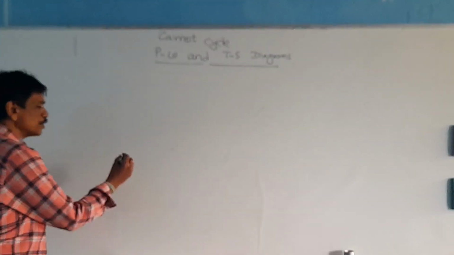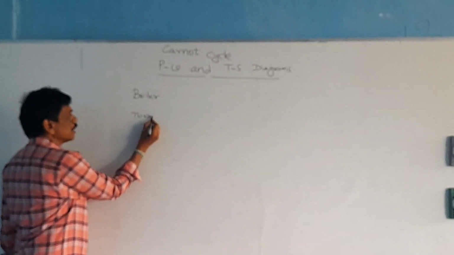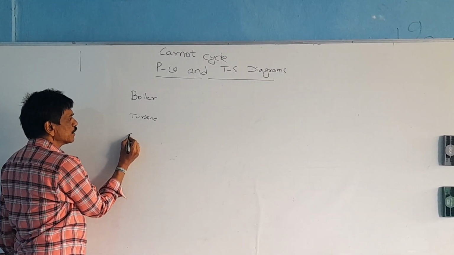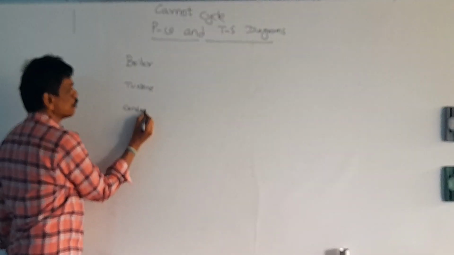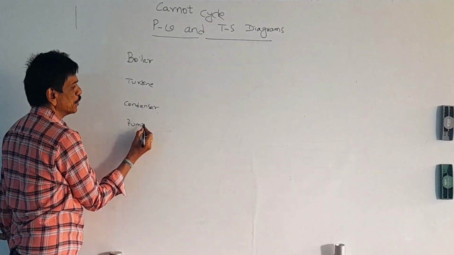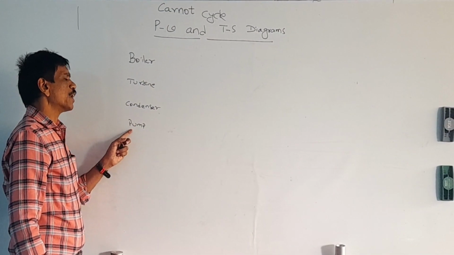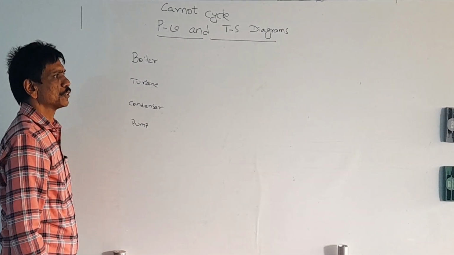So in the power plants, we have four components. The first one is the boiler. The second one is the turbine. The third one is the condenser. And the fourth one is the pump. So the working fluid is water that passes through all the processes and the power will be produced.